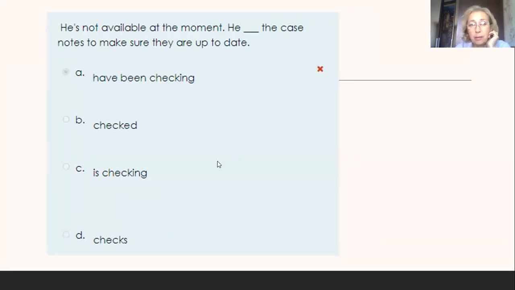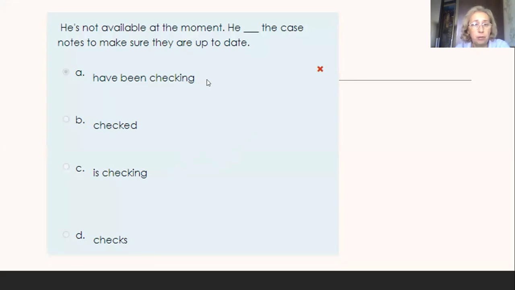He's checking. Yes, because the time marker is at the moment. So it shows that the action is in progress now, the moment of speaking, and we should use the present continuous. He is checking the case notes.